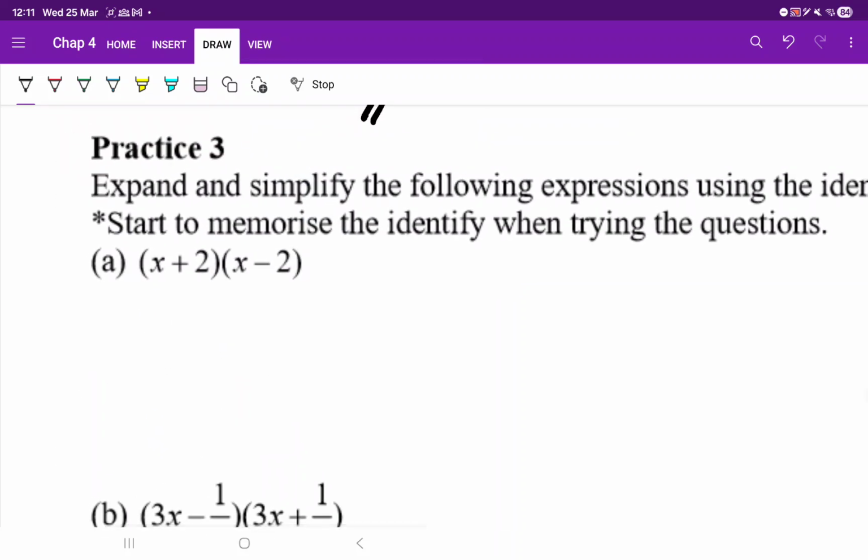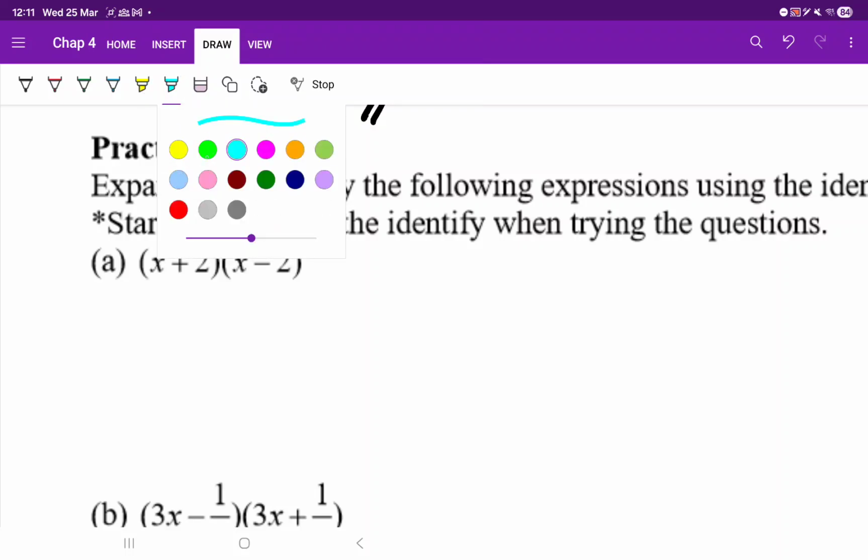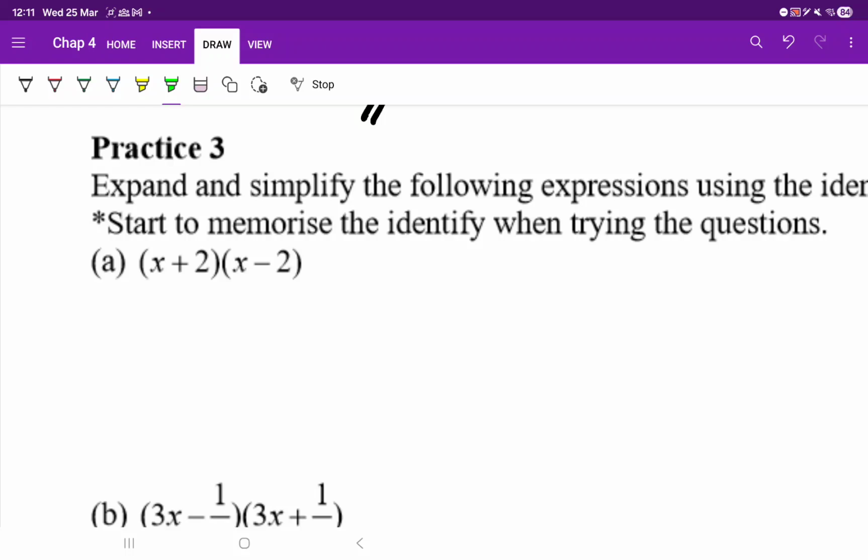A. For A, let me just change the color. I want to highlight x and x, and 2 and 2, to show you that these two brackets have the same thing. One is a plus, the other one is a minus. It's actually the same structure.